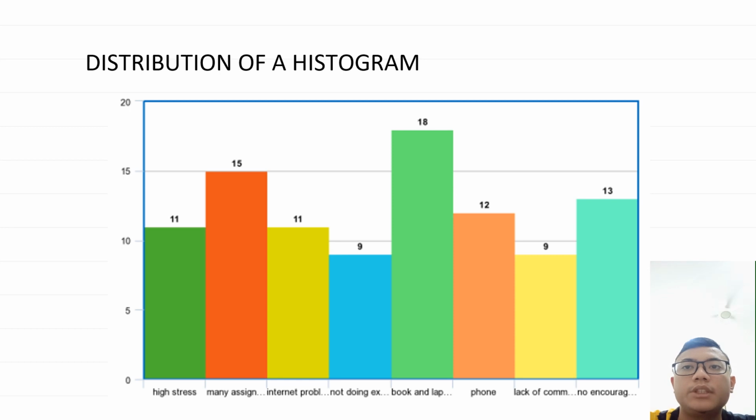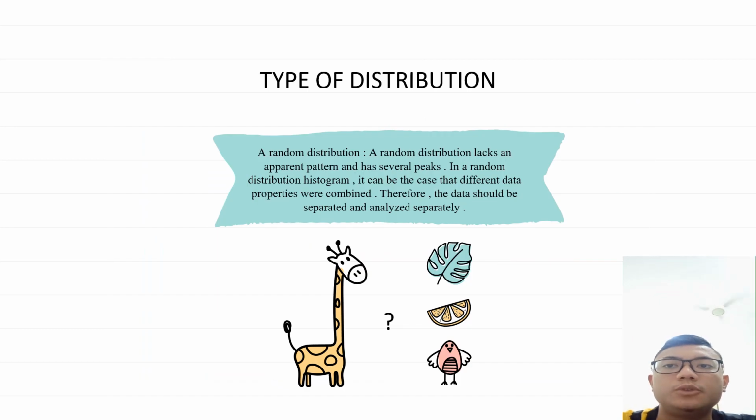Based on the data, we use a histogram bar graph to represent the data. The type of distribution for the histogram bar graph that we have made is a random distribution. A random distribution lacks an apparent pattern and has several peaks. In a random distribution histogram, it can be the case that different data properties were combined. Therefore, the data should be separated and analyzed separately.